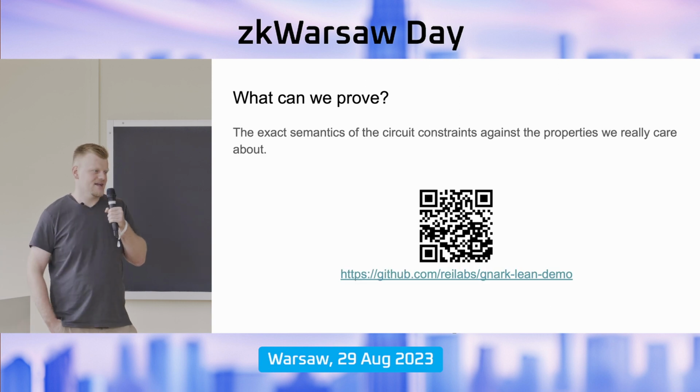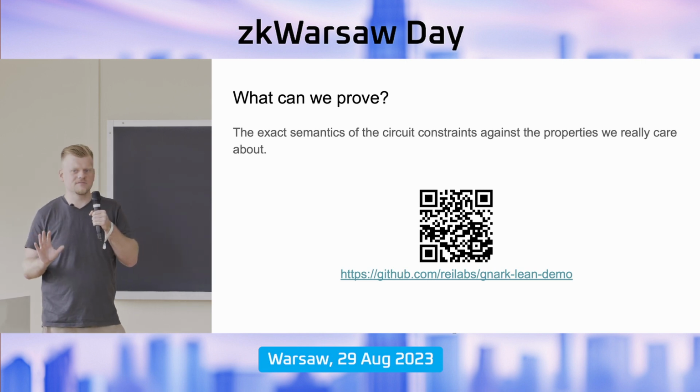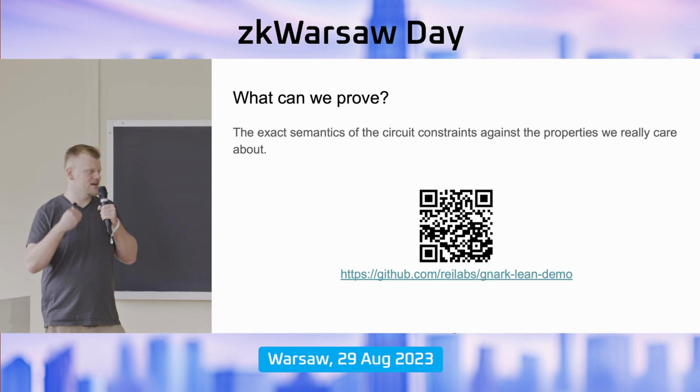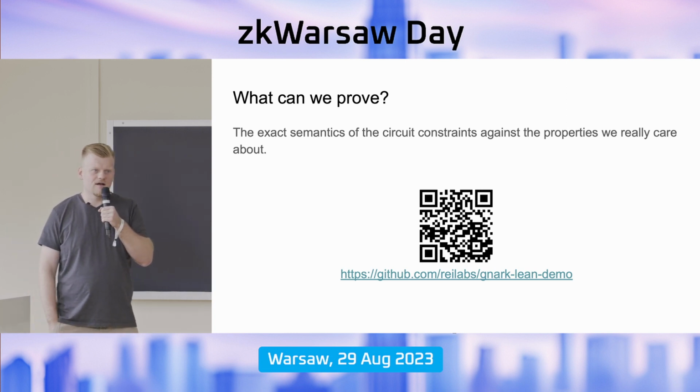So what can we prove? We can prove the exact semantic properties of the protocol. So it's not even testing a program or testing a constraint system. At this level, I'm proving things about the protocol I've designed and the implementation of the protocol in the particular proving system.